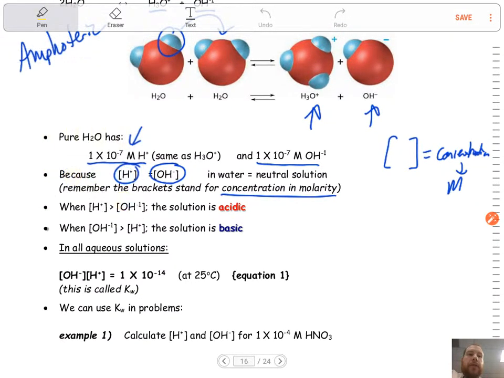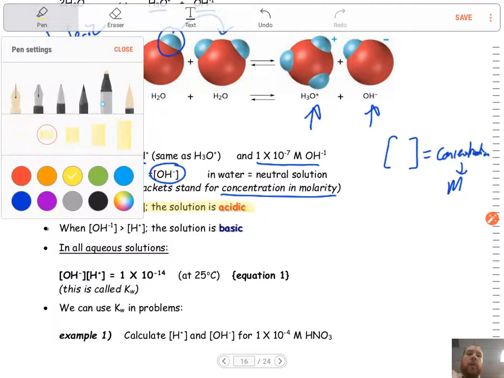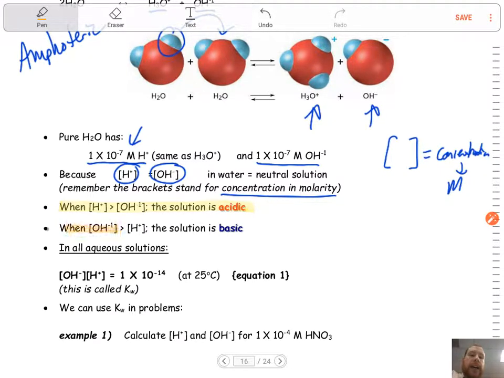Taking it a step further, when the hydrogen ions are greater in concentration than hydroxide, we have an acidic solution. So that's going back to that picture that I just showed you, the one on the left with all those red hydrogen ions. That's acidic because there's a lot more of those. On the flip side, when hydroxide ions outnumber the hydrogen ions, it's going to be basic.